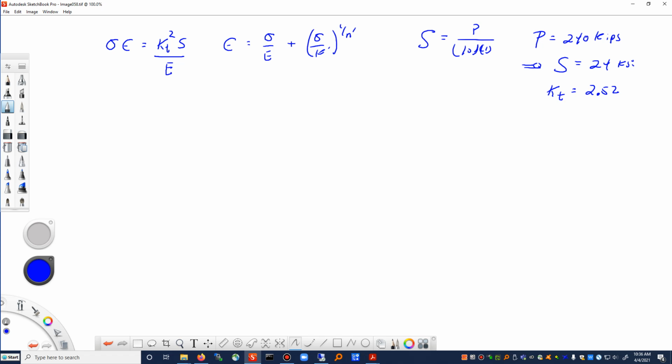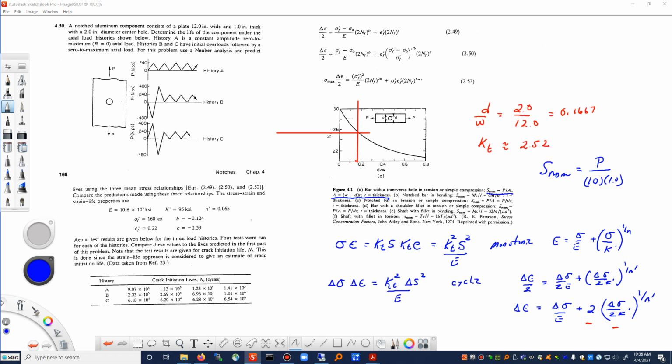We need some material properties now. .6 times 10 to the 3 KSI, K prime and N prime. Let me write those down on a piece of paper, and then I'll write them down on that next page that I showed. .95 KSI and 0.065 for my exponent.